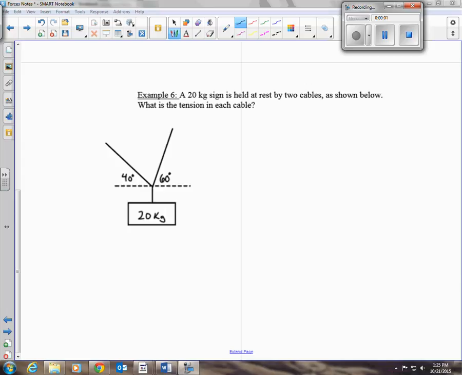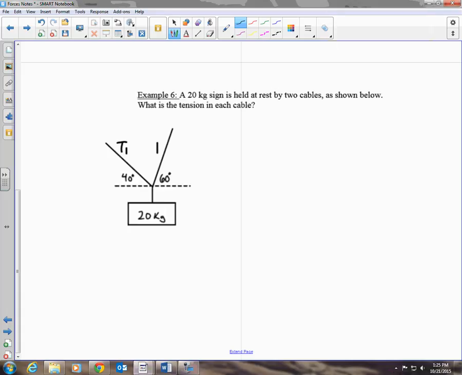All right, I have an example problem here, and we have to deal with two dimensions of this. So I have a 20 kilogram sign being held at rest by two cables, and I want the tension in each cable. So I'm going to label this T1 here, I'm going to label this T2. And my free body diagram is going to be those two forces, and the force of gravity going down here. Okay. Now, the physics behind this is this.